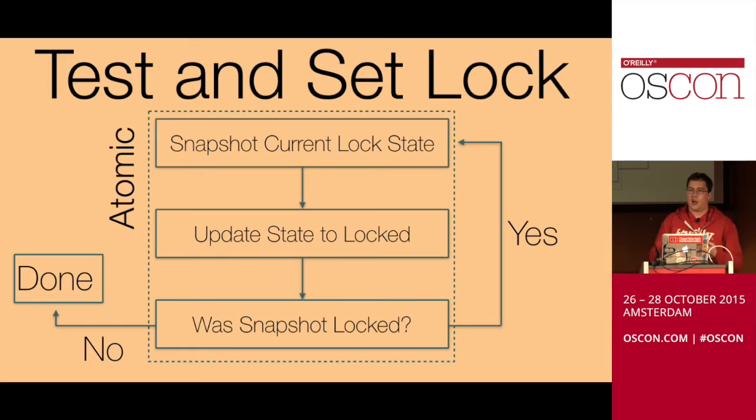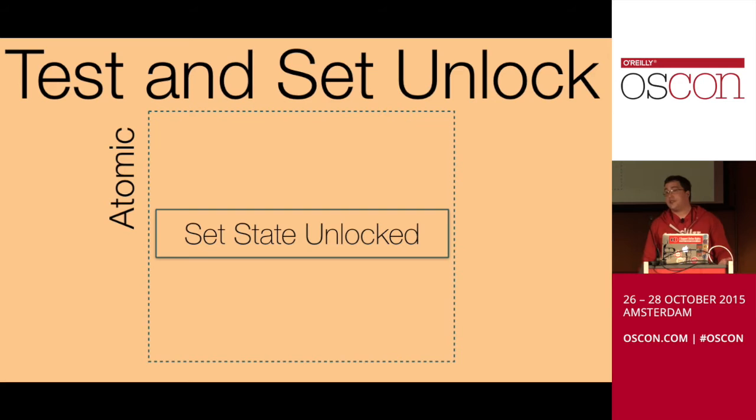So with the test and set lock, we're using a test and set instruction provided by the hardware. And what this does is that it effectively gets a snapshot of the current value of memory. It sets the value and then tells you what the value was that was read. So if the value was already locked, the resource is already locked, and we spin. And this follows the right-hand side of the flowchart. If the snapshot was unlocked, the test and set operation has atomically set it to locked, and we have acquired the lock. Unlocking is really simple. All we have to do is atomically set the value to unlocked.